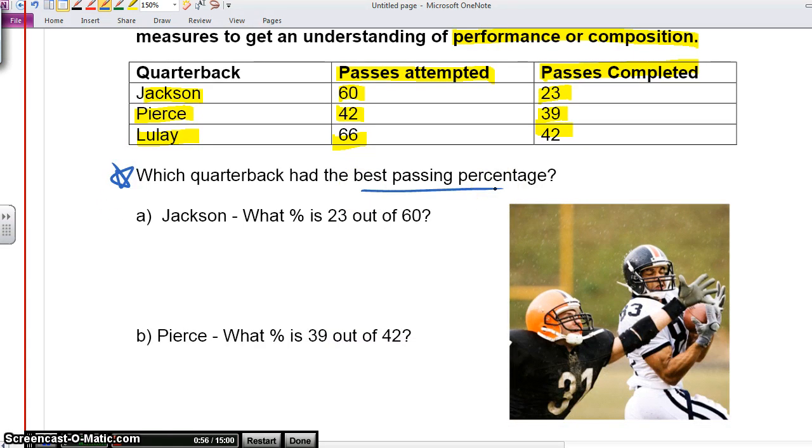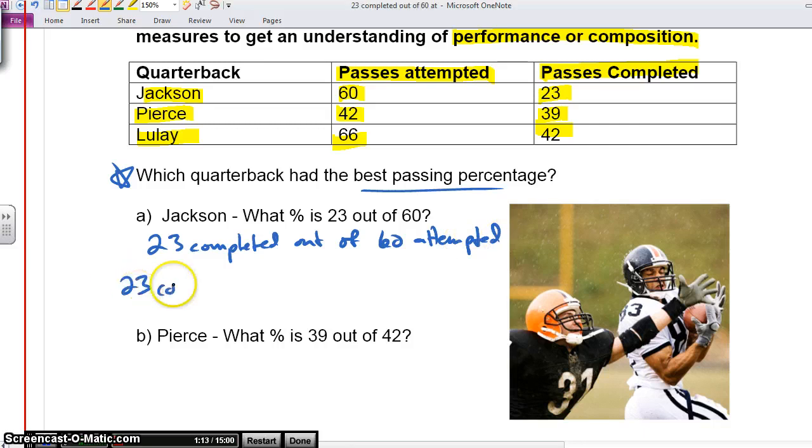If we look at Jackson's numbers, he made 23 out of 60 passes. So 23 completed out of 60 attempted, right? That's what we're working with here. So we can set that up as a fraction like this. And I'm just going to use the terminology here so we remember what we're talking about. I'm going to say 23 completed out of 60 attempted.